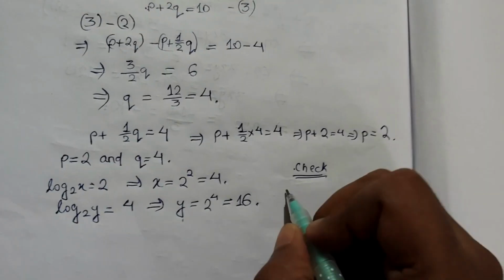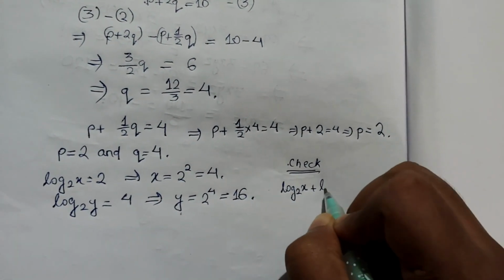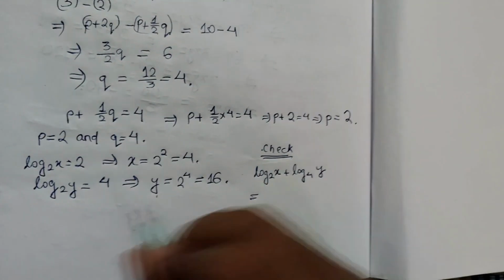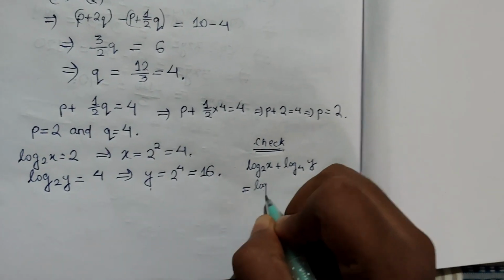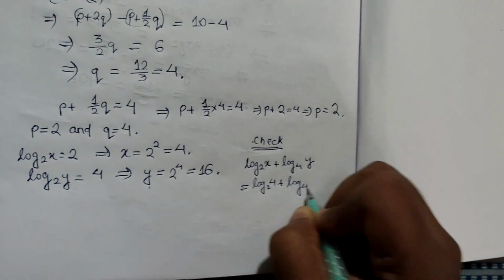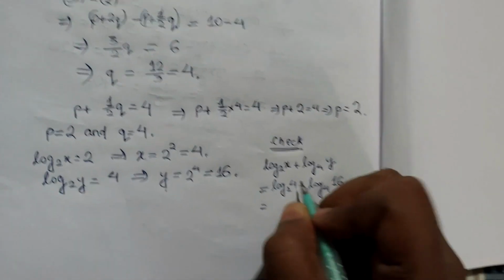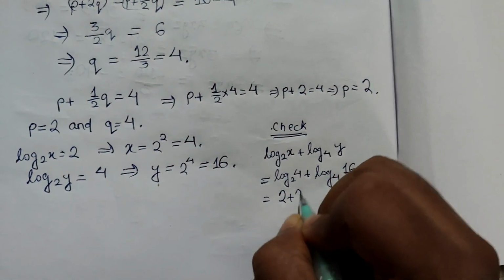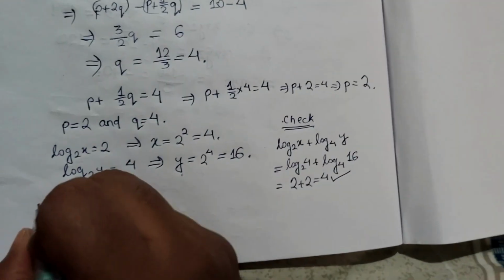So we do log base 2 x plus log base 4 y equals, x is 4, so log base 2 of 4, plus log base 4 of 16, which becomes log base 2 of 4, so 2 square is 4, and 4 square is 16, so both are 2, which is 4. So this is correct.